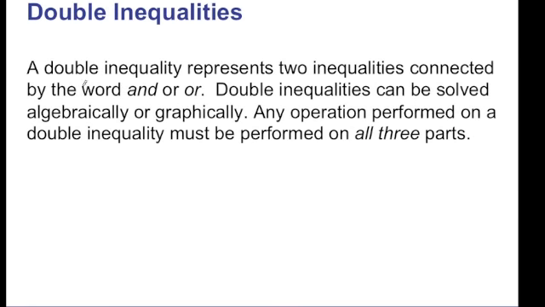Sometimes we have what's known as a double inequality, resulting when two inequalities are connected by the word and or. Double inequalities can be solved either algebraically or graphically. Any operation performed on a double inequality must be performed on all three parts. And let's show an example how that would happen.